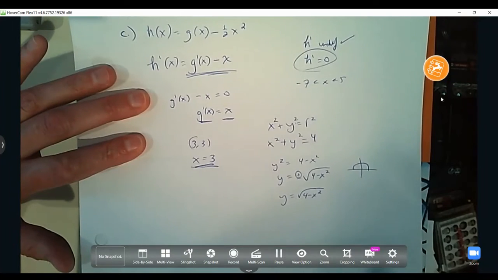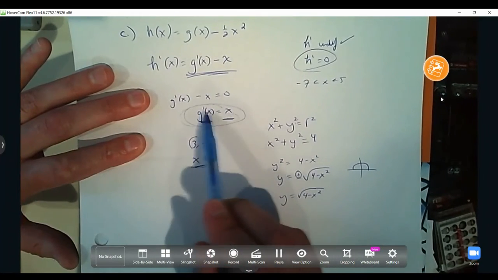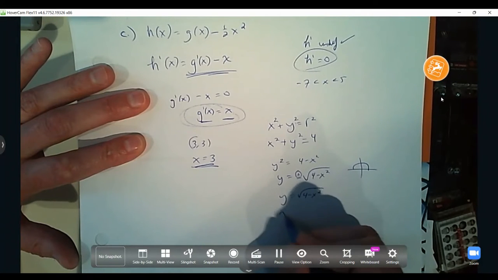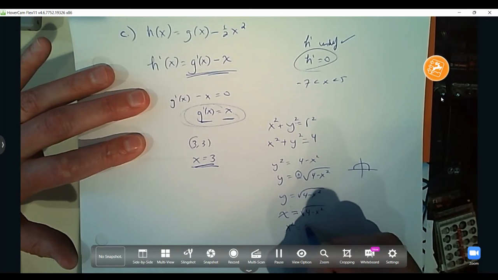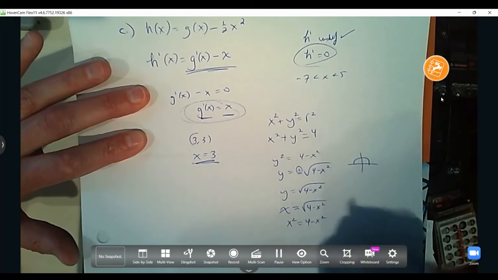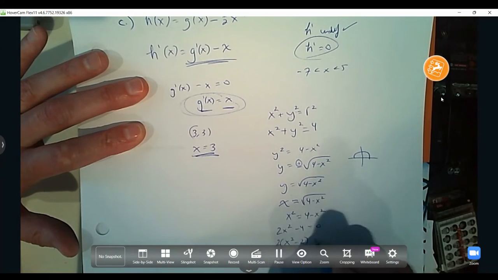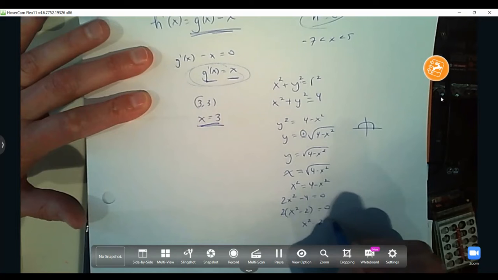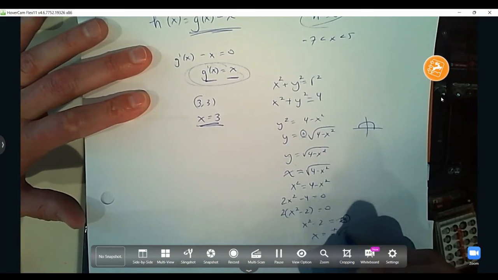So what we want to find is, again, where the input matches the output, where the input is the same as the output. So what I'm going to do is replace y with x. So if we solve that, then we get a quadratic equation. If I slide everybody over to the left, we can factor out 2. And when we set this factor equal to 0, we get x equals plus or minus radical 2.